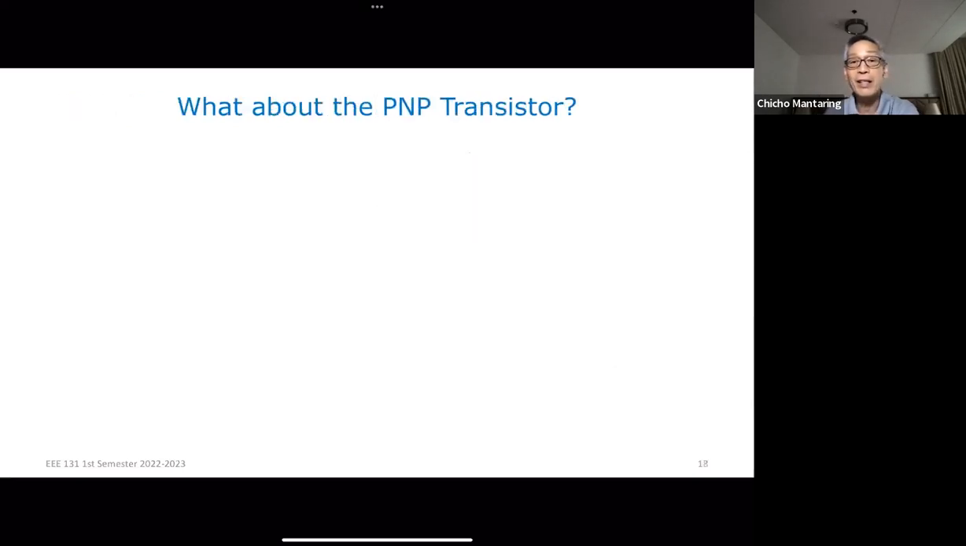Okay, what about the PNP transistor? What will the model of the PNP transistor look like? I've been remiss in discussing the PNP transistor to you in the previous synchronous sessions, so I thought it best for me to do this now. Okay, so for a PNP transistor, you have very similar equations.